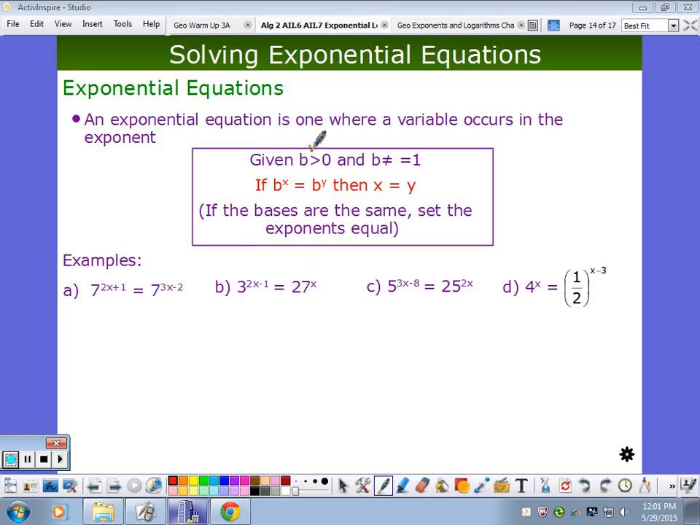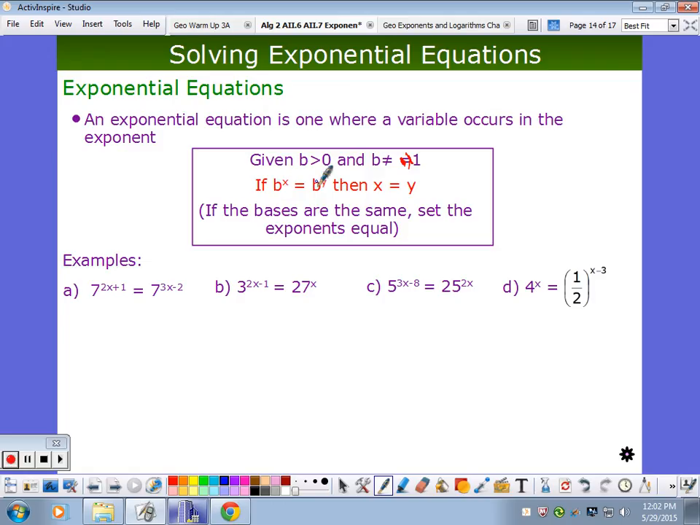It says, given b bigger than 0 and b not equal to 1. Not equal to 1, that's my focal point here. If b to the x equals b to the y, then x equals y. So we try to make this as complicated as we can. Basically, what's it saying here?